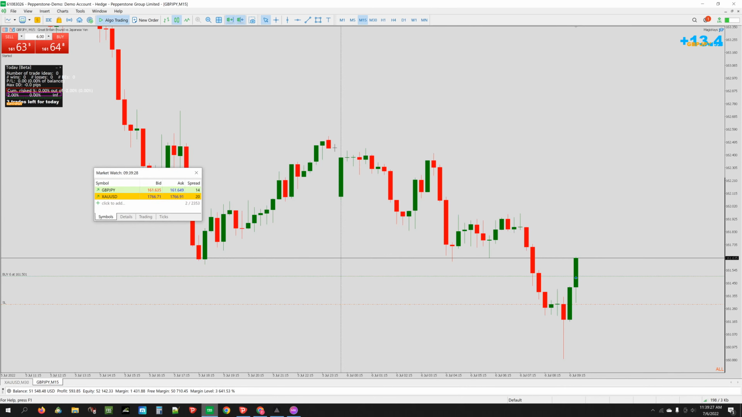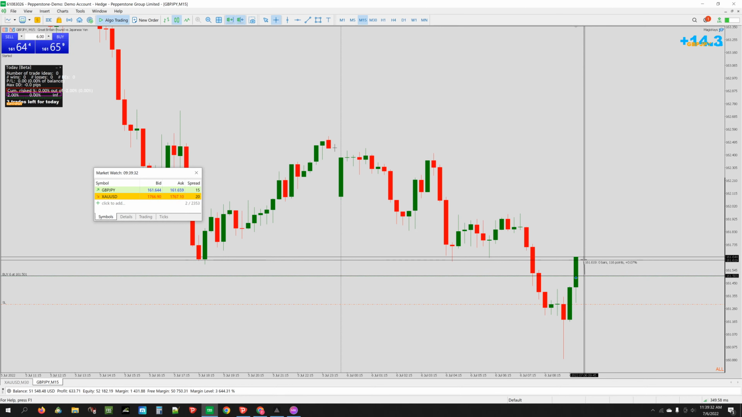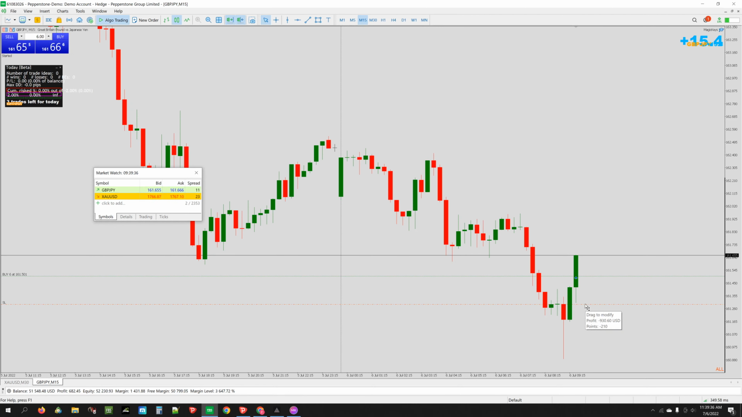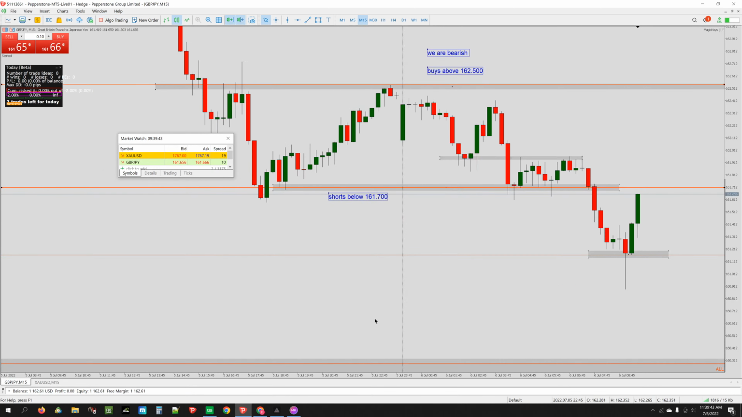So 6 minutes left in the candle close. We are in 13 pips profit on our demo trade. Our stop loss was around 21 pips. So we are just waiting.